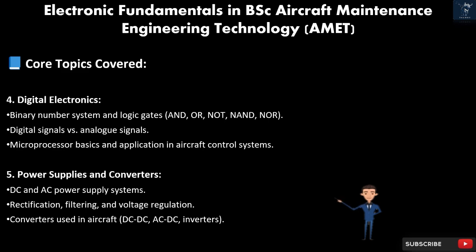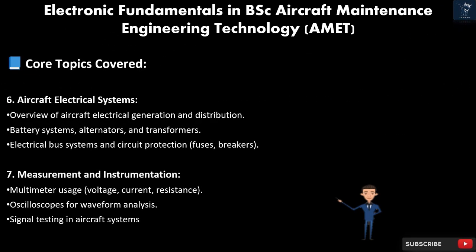5. Power supplies and converters. DC and AC power supply systems. Rectification, filtering, and voltage regulation. Converters used in aircraft: DC-DC, AC-DC, inverters. 6. Aircraft electrical systems: overview of aircraft electrical generation and distribution. Battery systems, alternators, and transformers. Electrical bus systems and circuit protection: fuses, breakers.